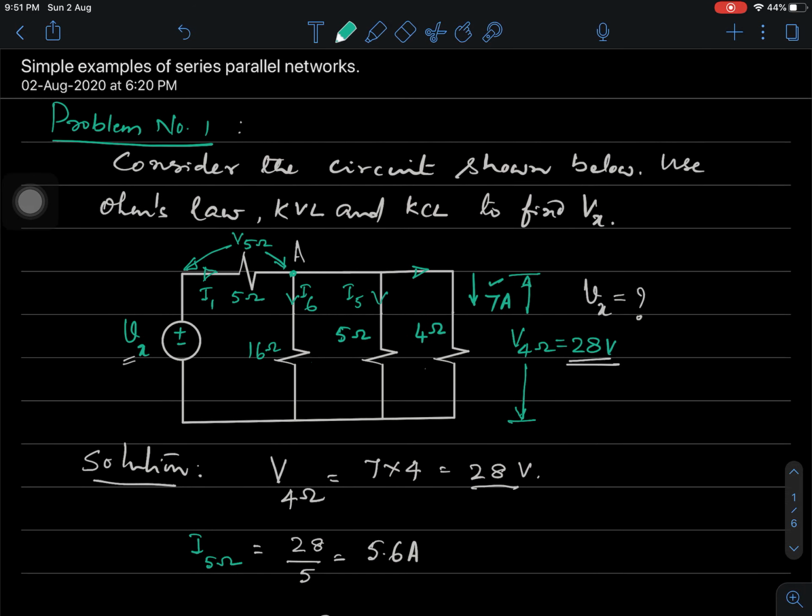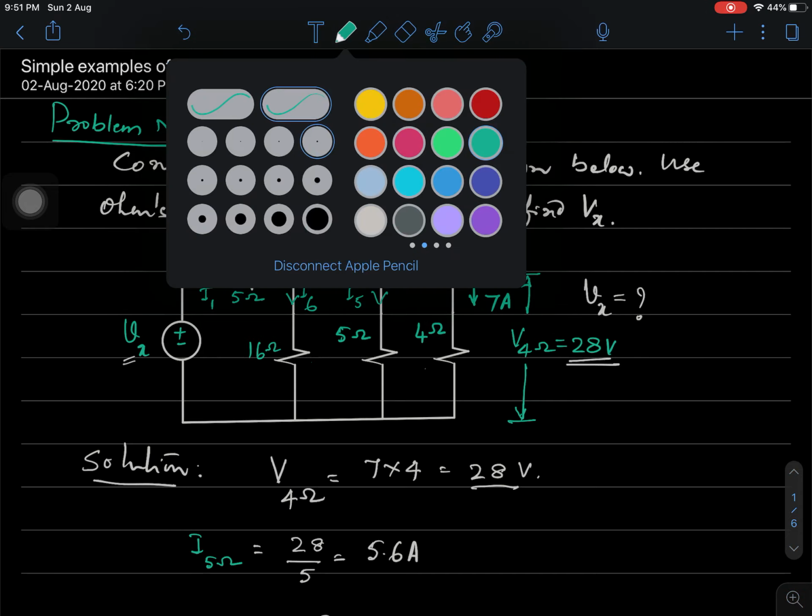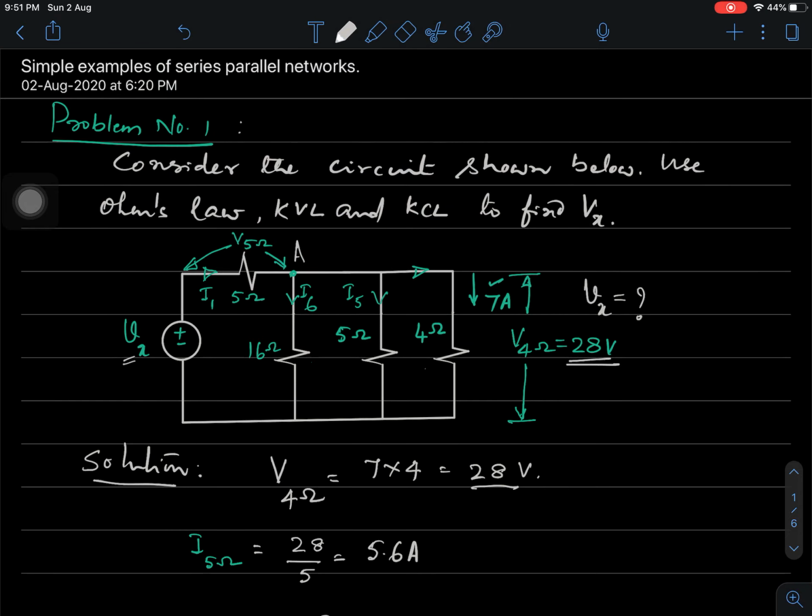All we have to know is to understand the series parallel combination. Just to have a quick recap, what have we done? From the given data, we found out the potential difference that would occur across the 4 ohm branch. That is 7 times 4, 28 volt would drop across 4 ohms, which is in parallel with 5 ohms and in parallel with 16 ohms. So the potential difference across 5, across 16, across 4, all are 28 volts.